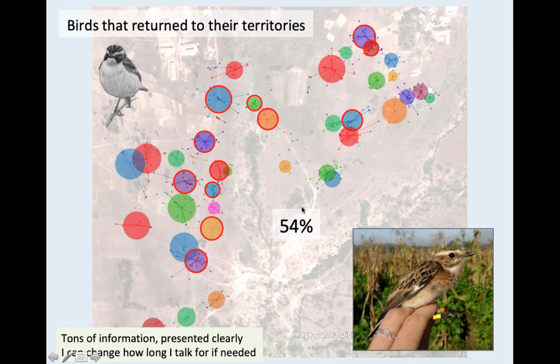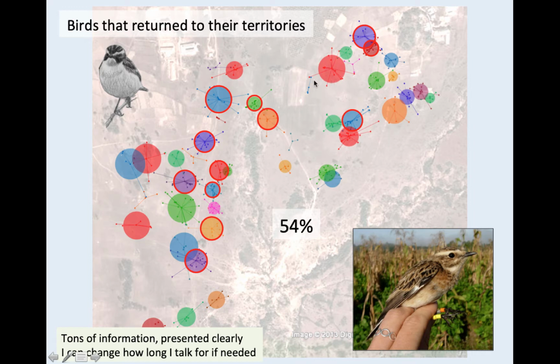54% came back the next year. Here's a reminder of what they look like. Aren't they cute? These are the territories of the birds during a winter. So I went out and I saw these birds and I wrote down their colouring combinations. And when I plotted this on a map, you can see that they have these little territories, which are really cool. Look at these little territories. And they've got different sizes.